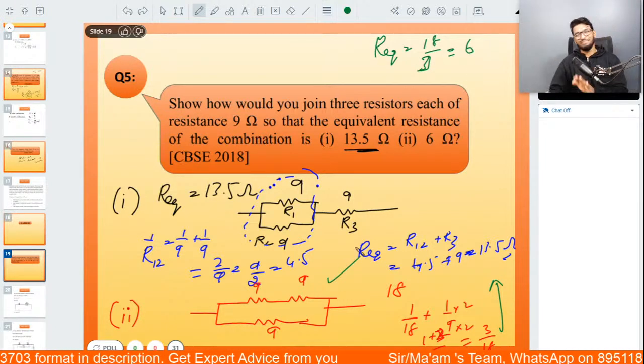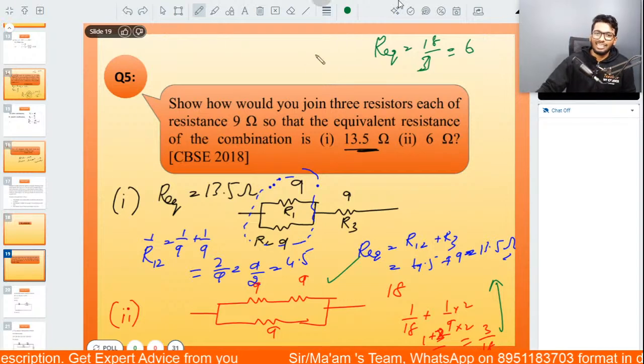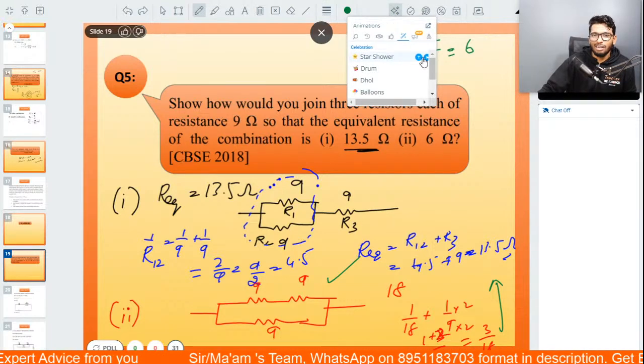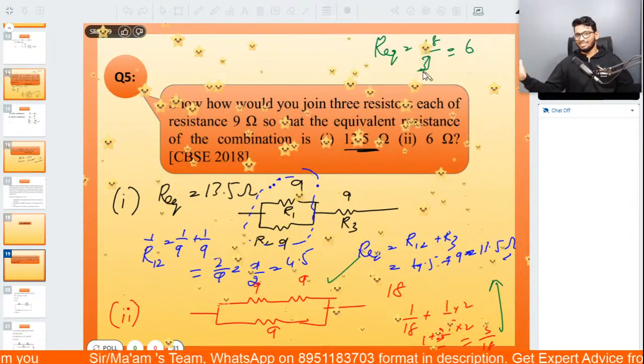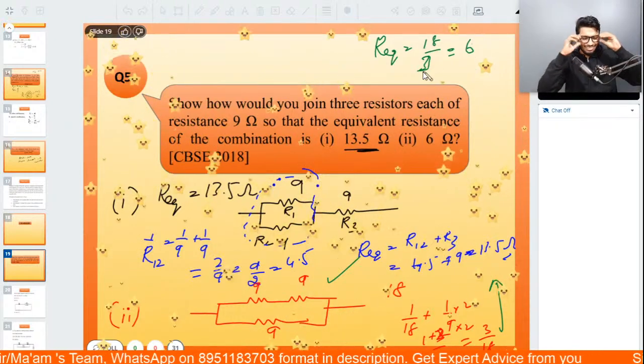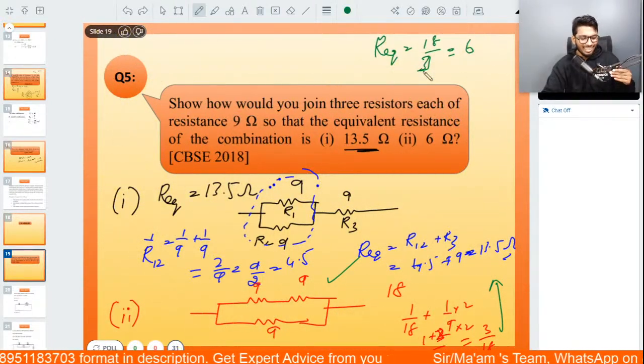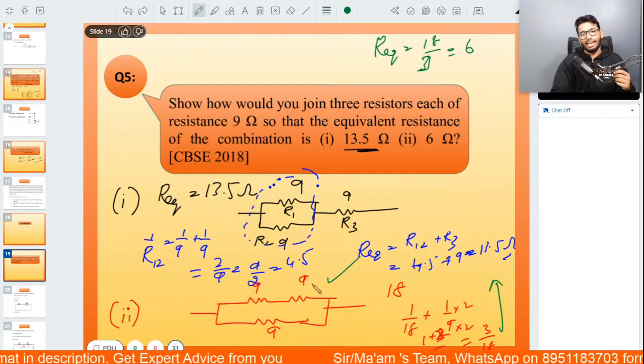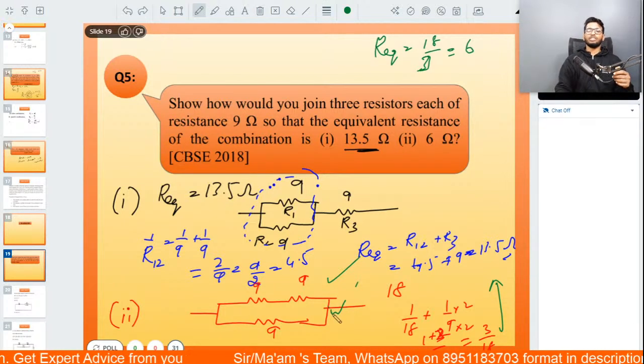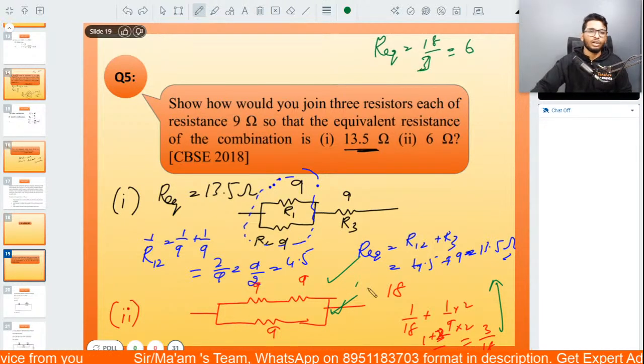Fantastic, guys. Proud of you guys. Can we have a star shower, please? Because you guys are all twinkle, twinkle, little star. That's right. Two in series and the whole thing in parallel. Exactly, now that's the connection for the second one. Fantastic job, guys, absolutely fabulous.